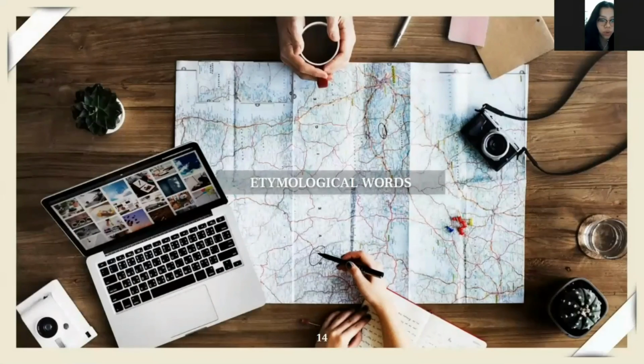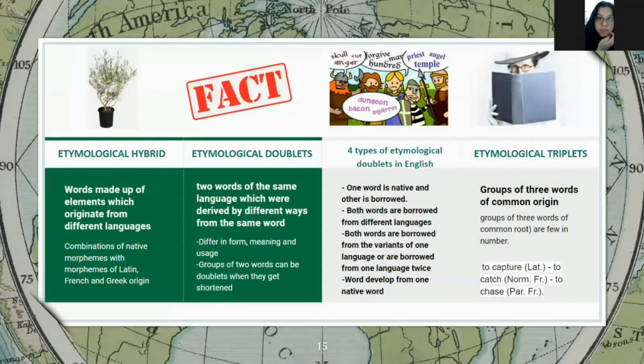Now we have etymological words. There are three types of etymological words. The first one, etymological hybrids. These are words made up of elements which originate from different languages. There are thousands of hybrid words in English, which are a combination of native morphemes with morphemes of Latin, French, and Greek. So for instance, we have the word fruitless. Fruit comes from the root in French, and the word less is a suffix that is native to English. That means not having or lacking of.